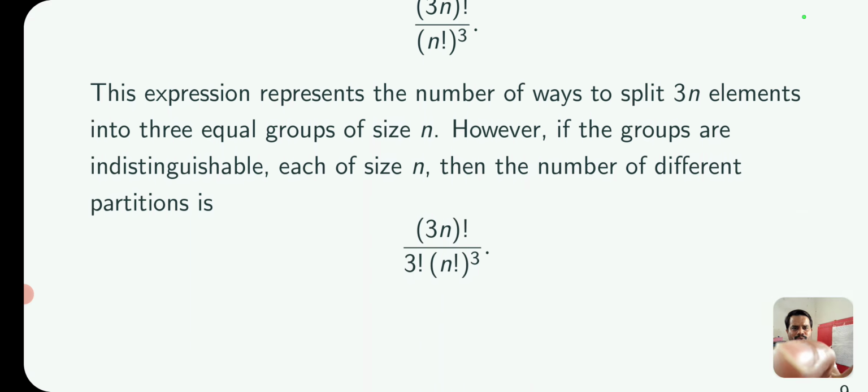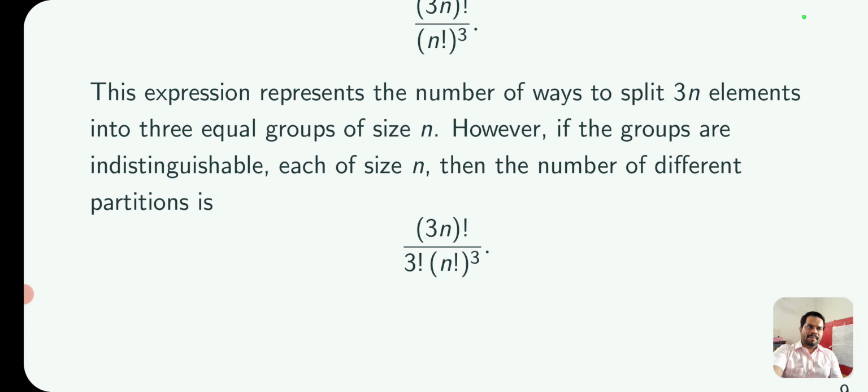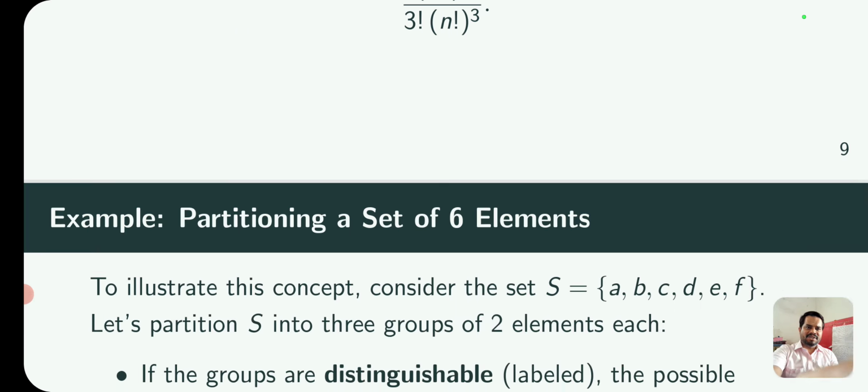We have already proved this for two groups as well. So the number of partitions of size n is given by (3n) factorial divided by 3 factorial times (n factorial) whole cube. I think you understand the concept by extending it to a partition into three groups. Now let us see one example of partitioning a set of 6 elements.